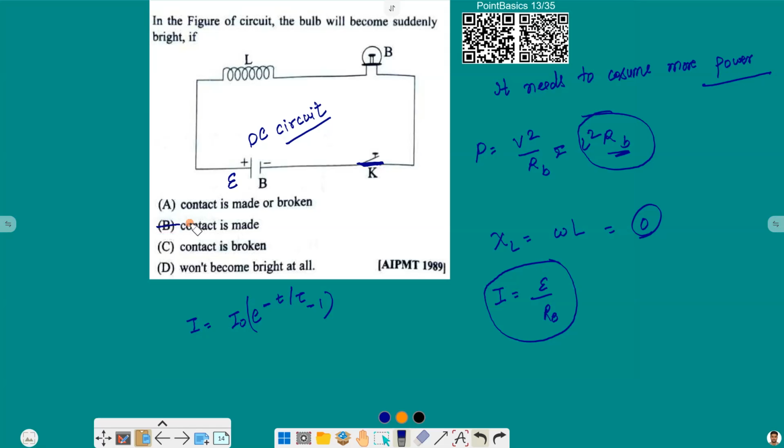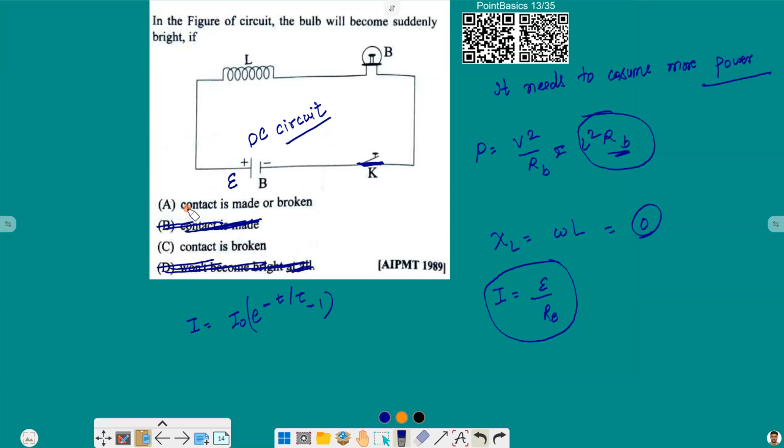So B is not right. Option D, won't become bright at all. So it will become bright after a certain amount of time, when current reaches the maximum. So B and D can be neglected. Now coming to A and C.